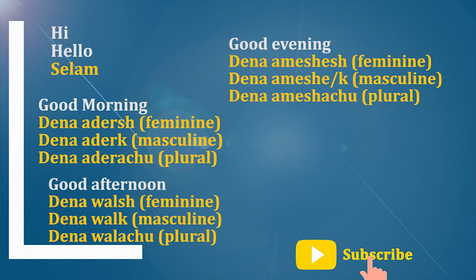What about good evening? If the woman is talking to me, if the woman is saying dana amesheh or dana ameshek, like I said, you can take out the k sound here. Dana amesheh or dana ameshek. What would I say? Dana ameshesh, dana ameshesh.